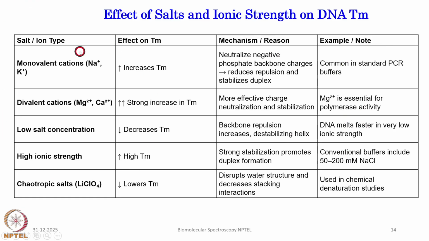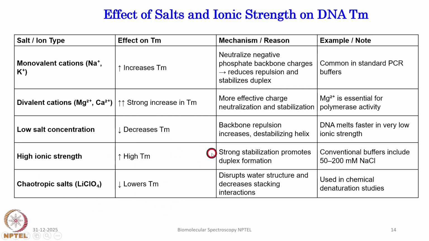Now, low salt concentration can decrease the Tm. What happens is that the backbone repulsion is no longer screened, so backbone repulsion increases and therefore destabilizes the helix. Now, high ionic strength increases the Tm.